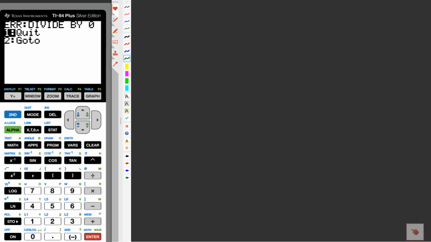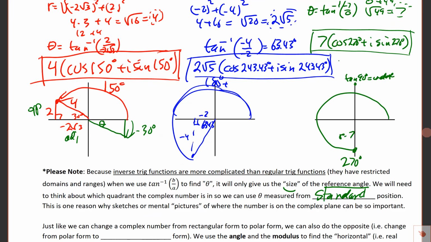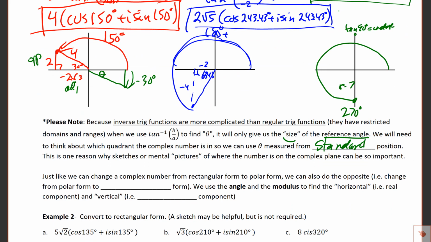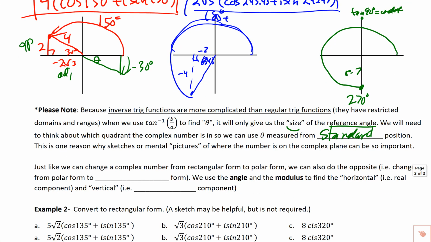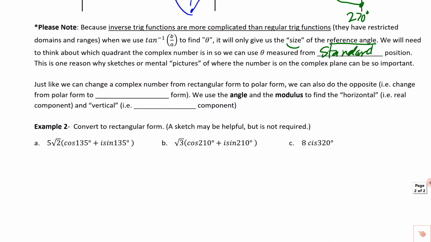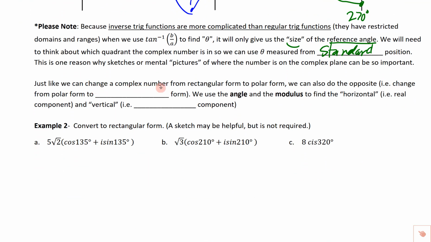So I'm going to go back full screen on this, and we're going to take a look at the last couple of problems. On these last few, and I'm hoping this is relatively easy, just like we can change a complex number from rectangular to polar form, we can also do the opposite.